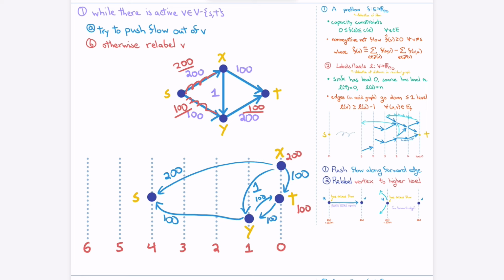X, okay, and so X, either push flow or you relabel. Relabel. So it's at level 0, you can't do much. So redraw all these edges. Someday we'll have the technology to do this better. 100, 1, and X has 200 units of flow. Okay, good. All right, pick an active vertex.